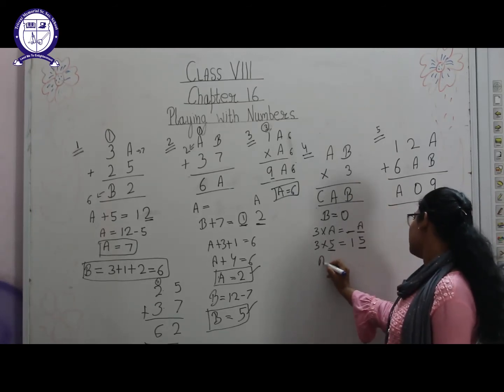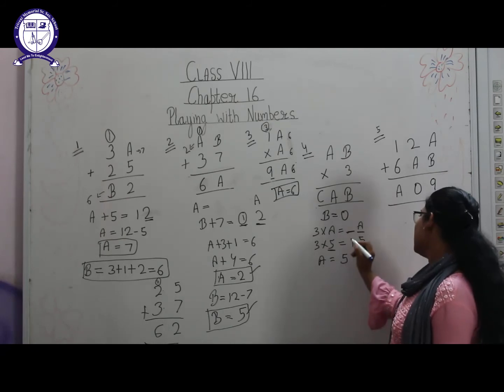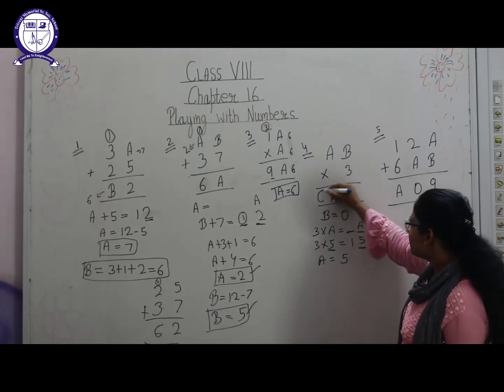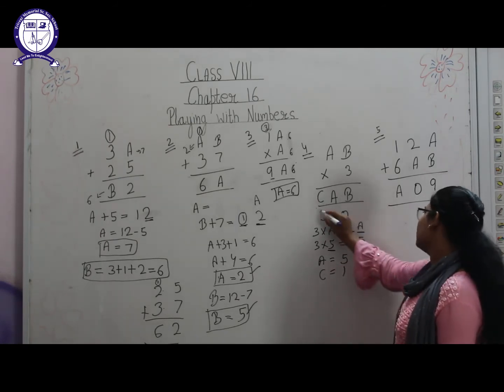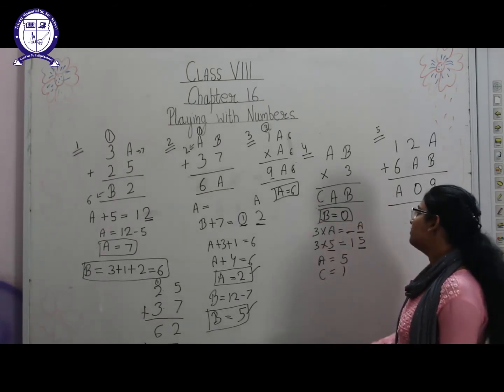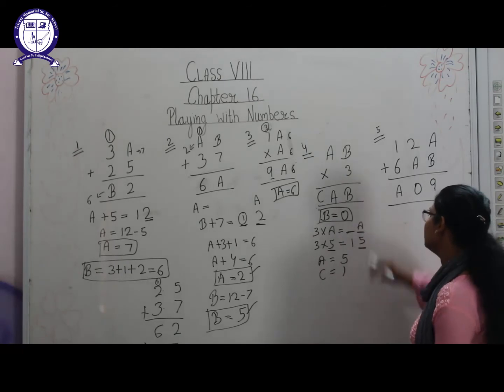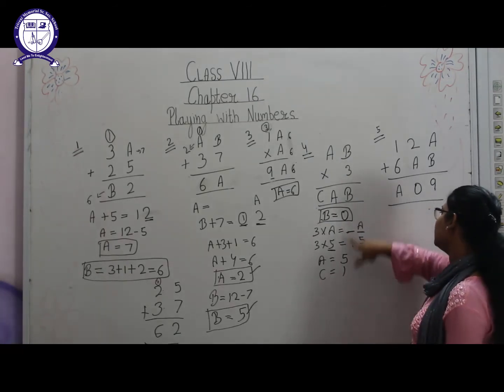So here the value of A will come out to be 5, and as it is 15, we will write 1 here. So the value of C comes out to be 1, and earlier we got the value of B to be 0. So these are the values for C, A and B.